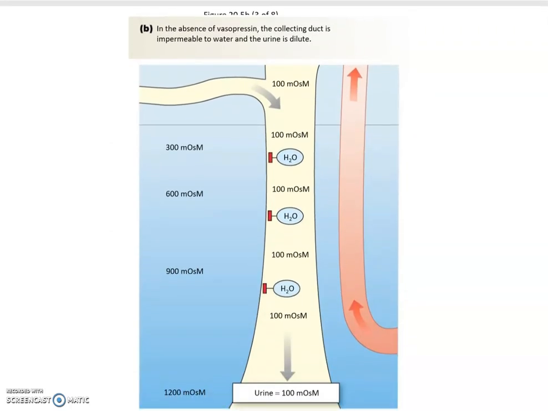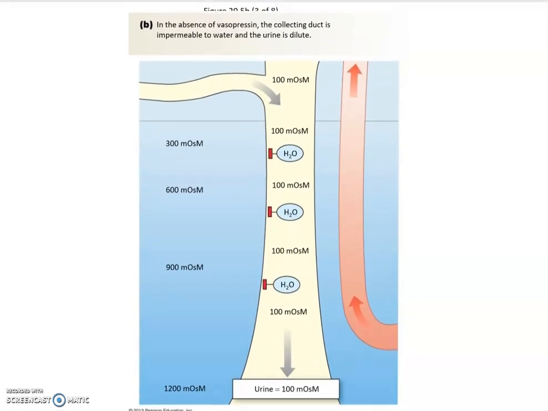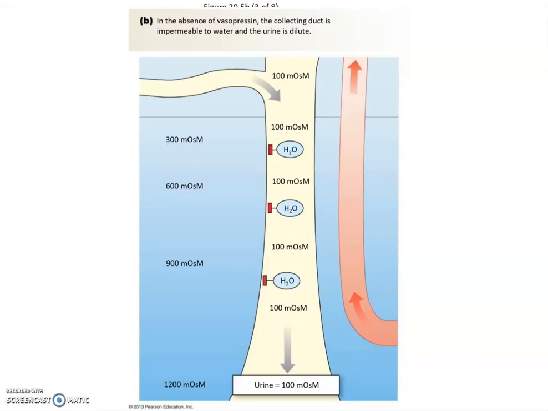So here, in the absence of vasopressin, the collecting duct is impermeable to water, so you don't reabsorb water. The water stays right in here, and the urine that you're excreting is very dilute, only 100 milliosmoles. That's near water, and so you're excreting copious amounts of urine, and it's highly dilute.